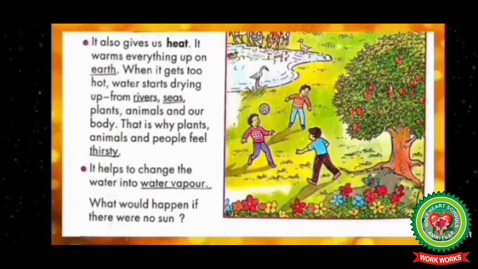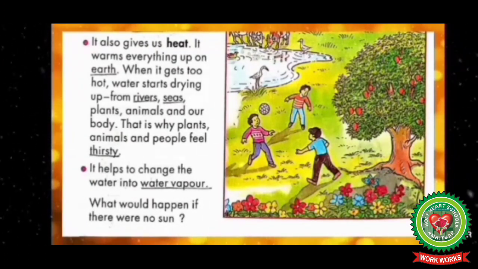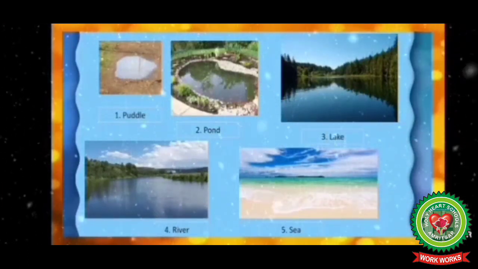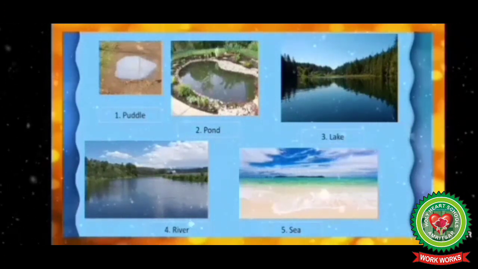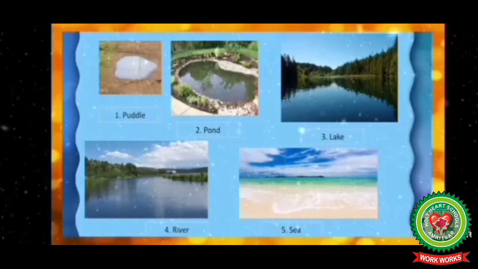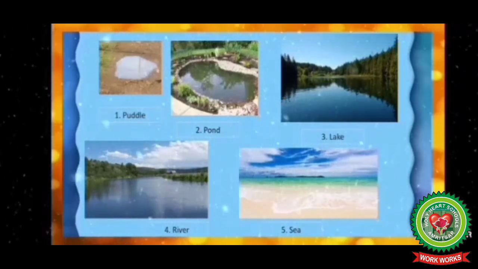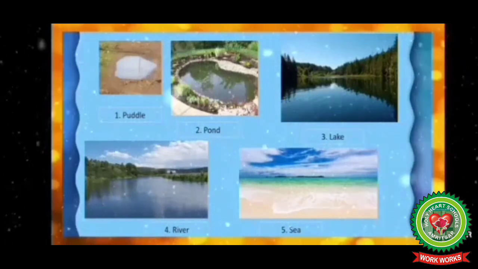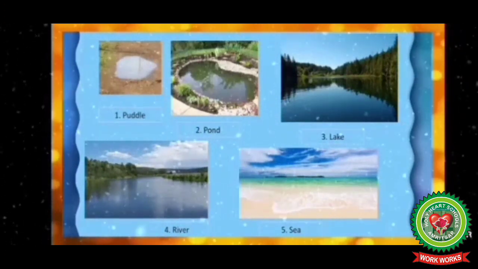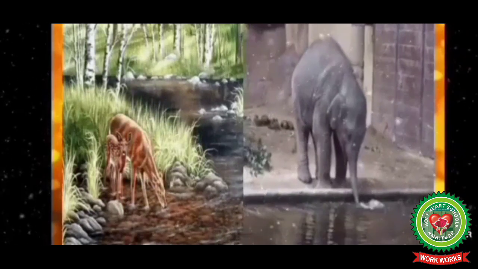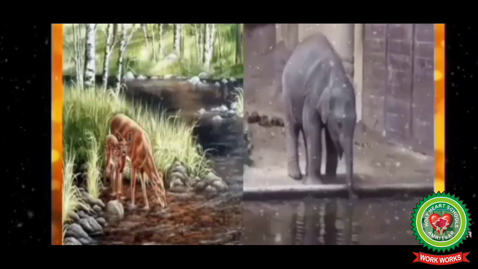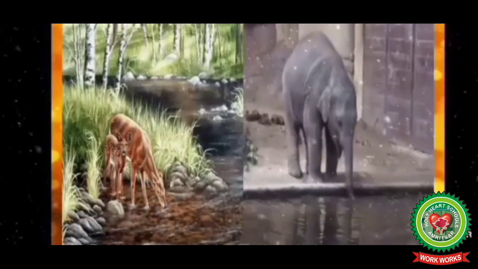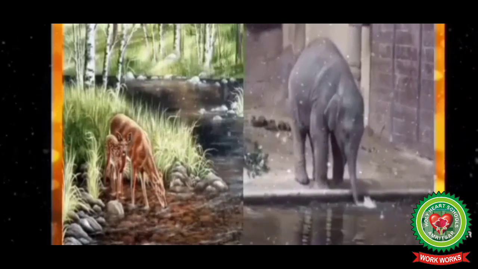Dear students, as we know, sun is a hot ball of fire. The sun rays fall on the earth and make everything hot on the earth. During summer season, it gets too hot and water from water bodies like seas, oceans and ponds starts changing into water vapor or steam. It dries all water bodies. So when it is too hot, all living beings feel thirsty and drink more and more water to quench their thirst.